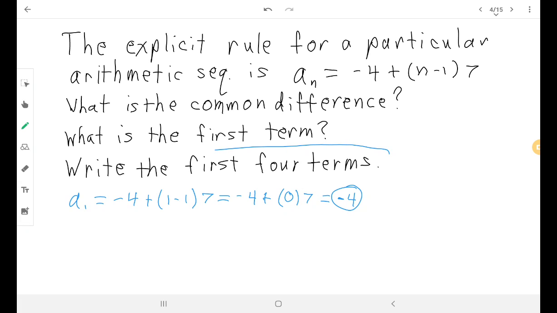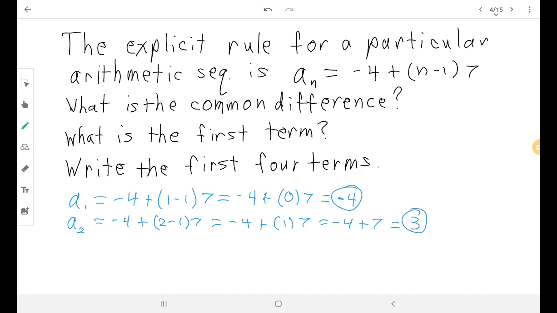Let's focus on part of this next question. Write the first 4 terms. Well, let's at least get the second one, okay? That would be negative 4 plus 2 minus 1 times 7, which is negative 4 plus 1, 2 minus 1 is 1, times 7, which is negative 4 plus 7, 1 times 7 is 7, which is 3. Okay?